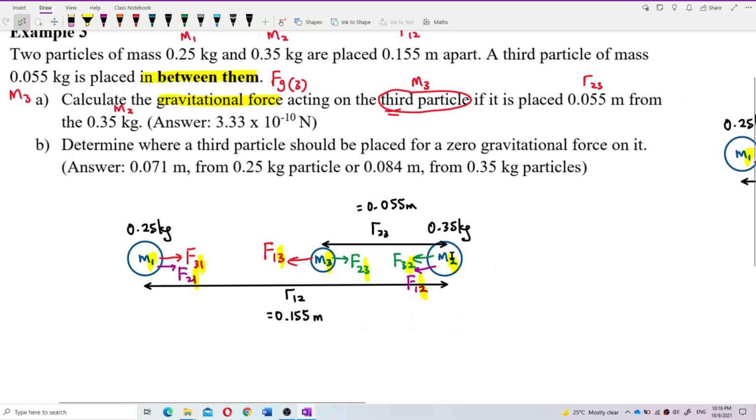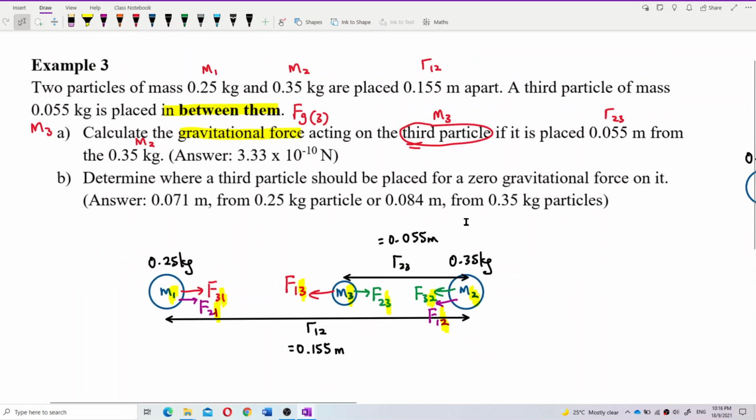Now, the thing is, you look back at these questions. The question says, calculate the force on where? Only on third particle. So that means you only need to draw the force F13 and F23. Only these two forces we need to draw. All the other forces are on other particles. This F31 and F21 is the force on first particle, and this F32 and F12 is the force on second particle.